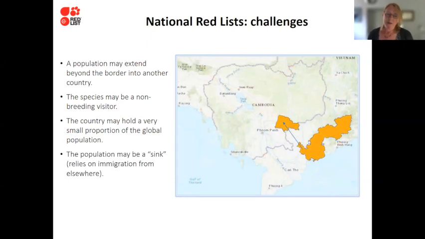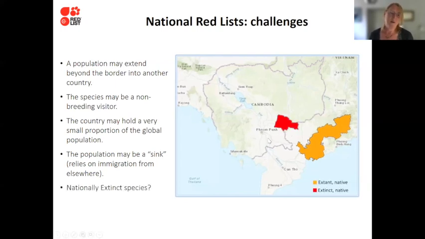You may have a population that is what we call a sink, and that means it relies on immigration of individuals or seed or larvae from outside of the region. So in this example, we're relying on the movement of individuals or larvae or seed from Vietnam into Cambodia, and without that, the population in Cambodia dwindles and disappears. So that's a sink population.